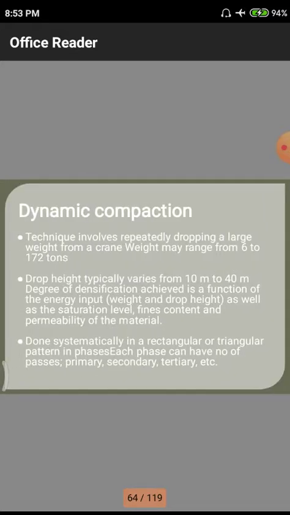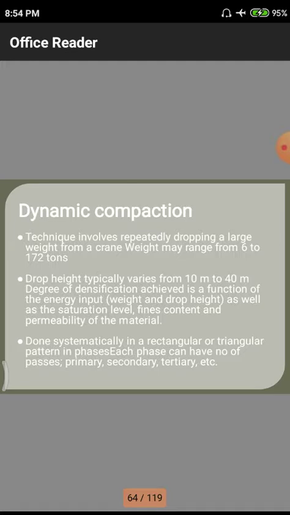We need to have some data by studying these points. The weight may range from 6 to 172 tons. That means the W value ranges from 6 to 172 tons; the minimum value is 6 tons and the maximum value is 172 tons. That is the main point. Next, drop height typically varies from 10 meters to 40 meters. That means 10 meters is nearly 33 feet and 40 meters is nearly 150 feet, so it ranges from 33 feet to 150 feet.